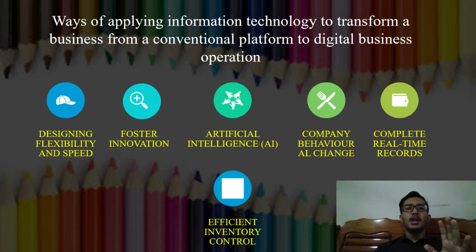In part B, I will discuss several ways of applying information technology to transform a business from a conventional platform to a digital operating business operation, particularly in the aspect of revenue and expenditure cycle. First of all is designing flexibility and speed.